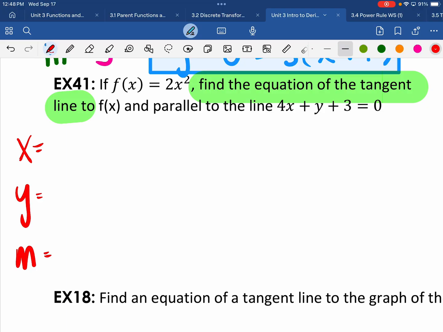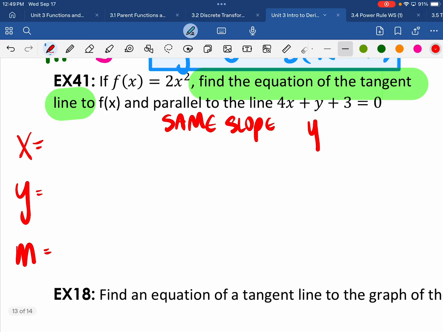So it gave you the slope. Yes. So this one says we are parallel to the line 4x plus y plus 3 equals 0. What do I know about parallel lines? Same slope. And what do I need to do to this equation so I can figure out what the slope is? Make it y equals, because I got to put it in mx plus b. So I'm going to minus the 4x and minus the 3.